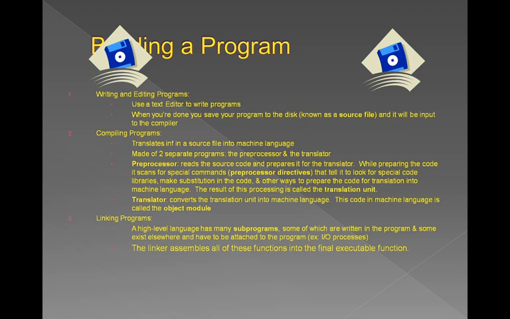While preparing the source code, it scans for special commands that tell it to look at special code libraries, make substitutions in the code, and prepare the code in other ways for translation into machine language. The result of this processing is called a translation unit. Next one is the translator. It converts the translation unit into machine language. This machine language code is called an object module.